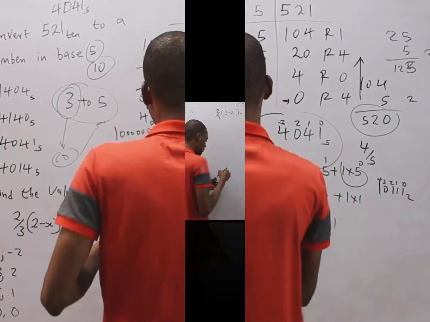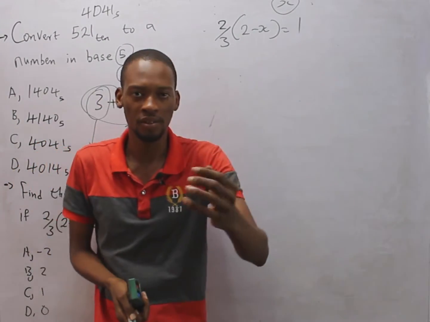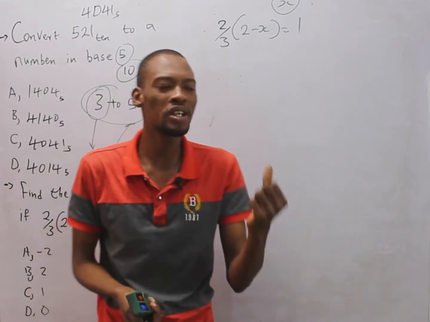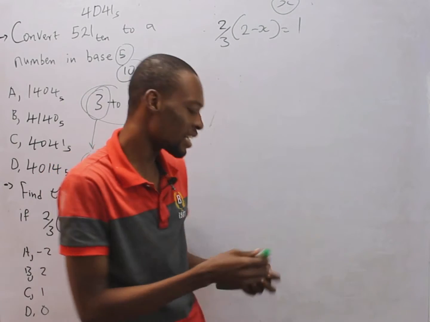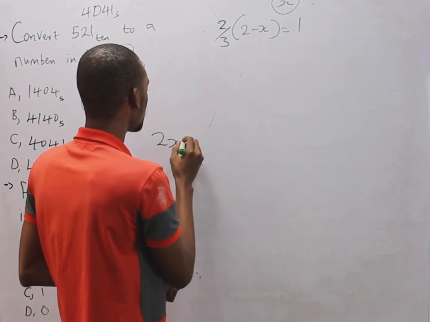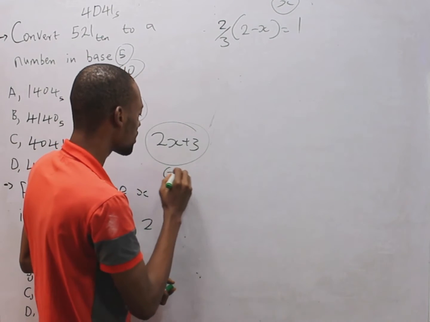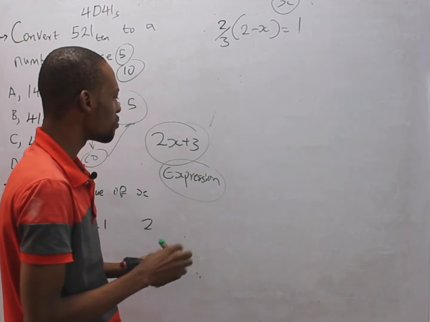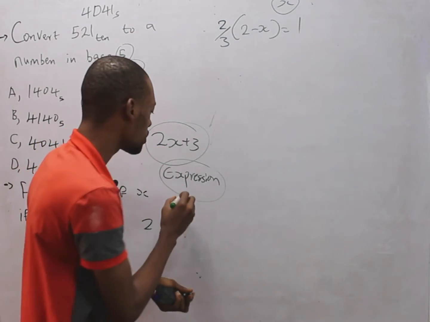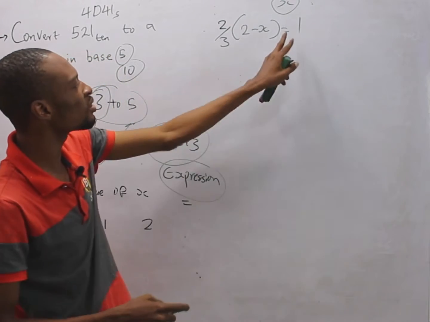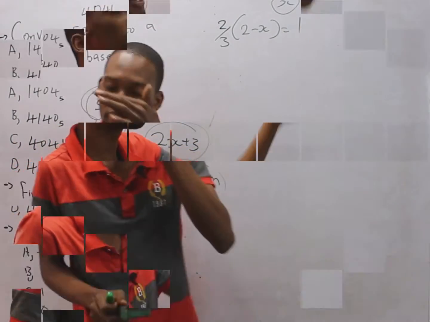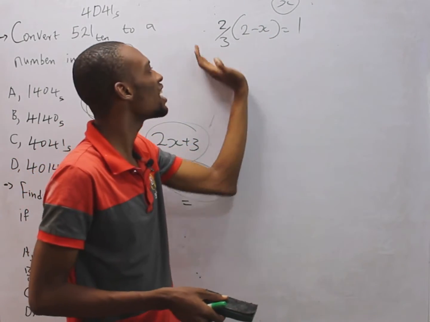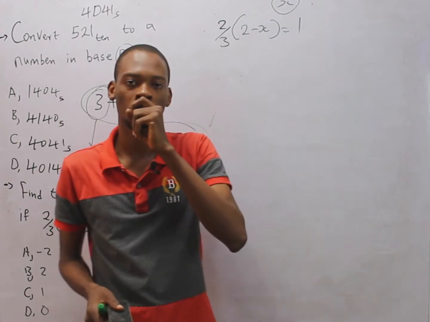Now take a look at the next question. This is an equation. Take note that there is a big difference between equation and expression. If I tell you 2s plus 3, this is an expression. Why expression? Because there is no equality sign, no equal to sign. But so long as there is an equal to sign, it means that this is an equation. If you solve for s correctly and you substitute that value of s here, everything here will go down to 1. Now let's solve.